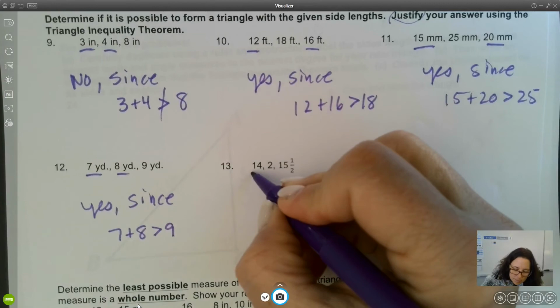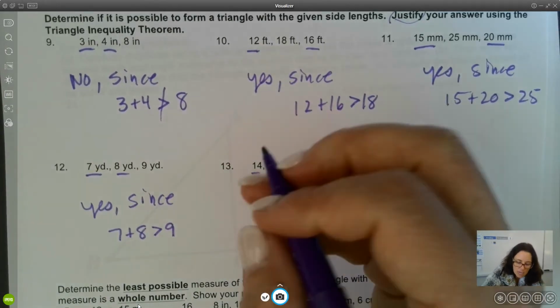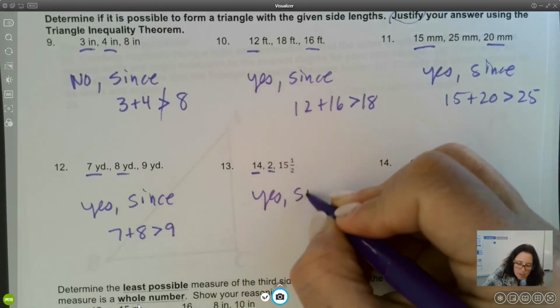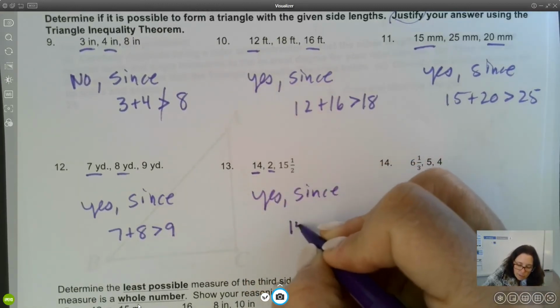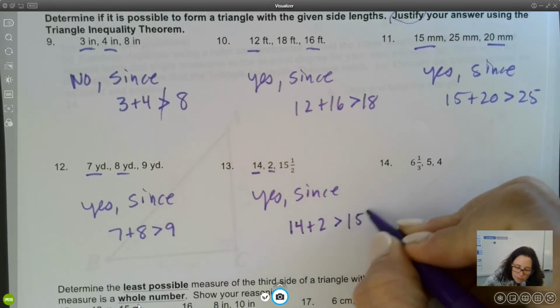Okay, this guy, 14 plus 2 is 16. Is that bigger than 15 and a half? Yes, since 14 plus 2, or 2 plus 14, doesn't matter, is greater than 15 and a half.